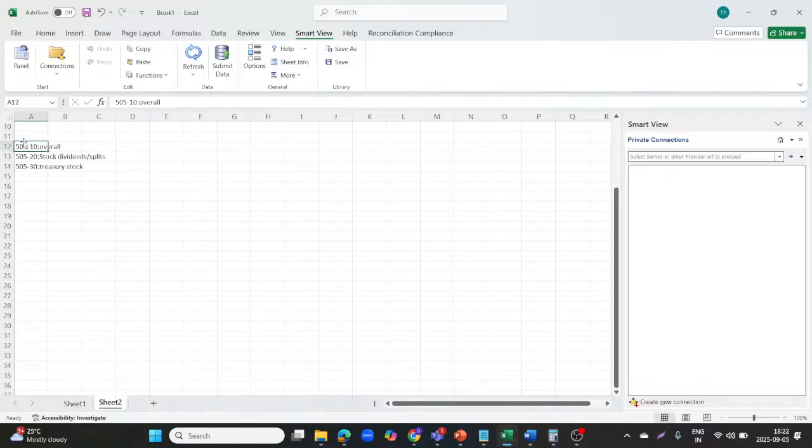Okay, so overall it provides guidance on equity-related issues not addressed in other subtopics. 505-20, stock dividends and splits, provides guidance for both issuers and recipients of the said stock. Then treasury stock provides guidance on an entity's repurchase of its own outstanding common stock and the subsequent retirement of those shares.